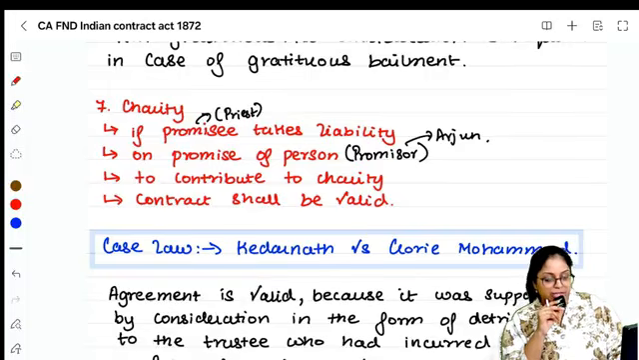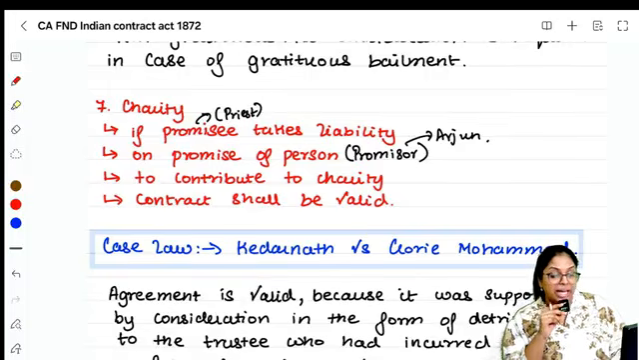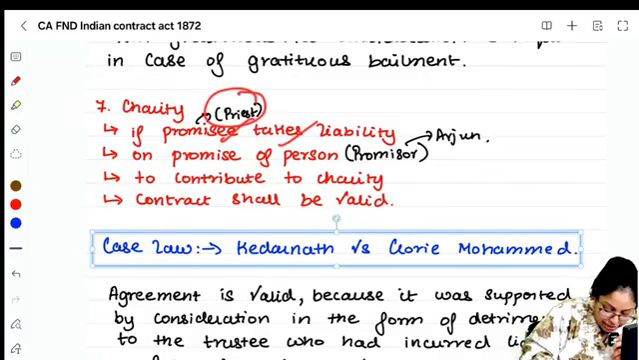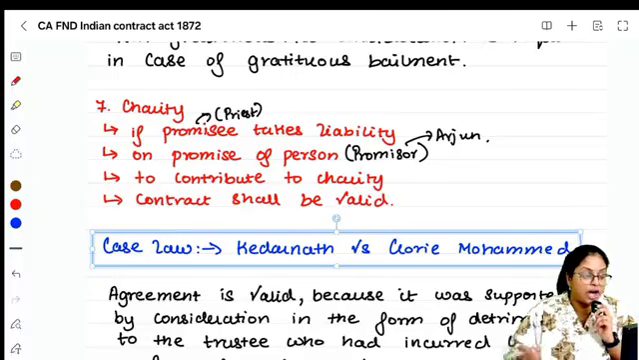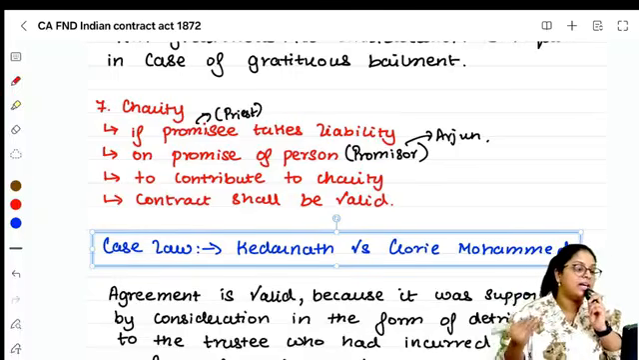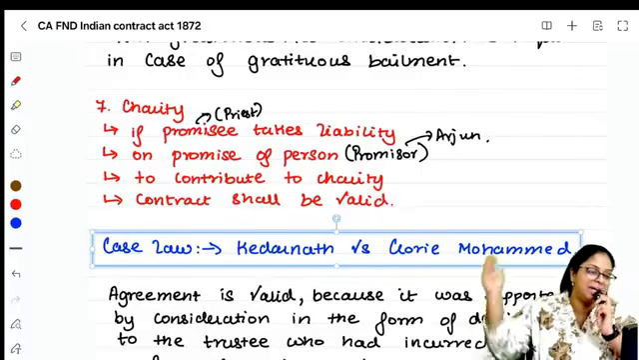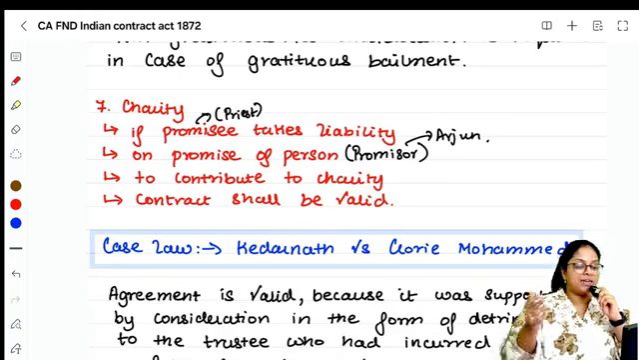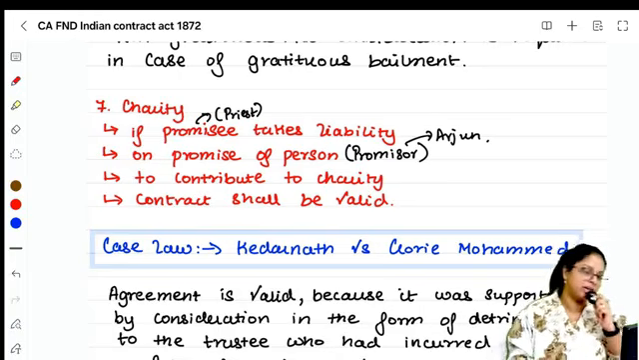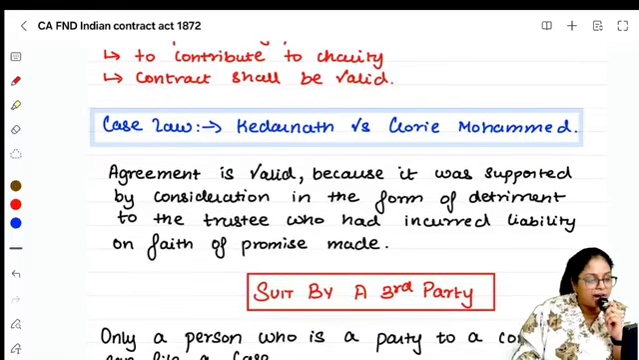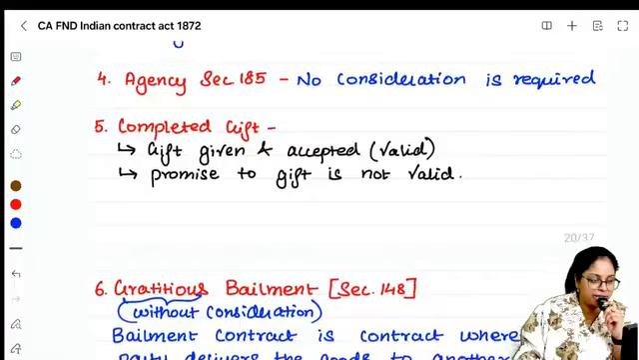The answer is, it is wrong. Why is it wrong? In a charity case, if the promisee takes on a liability, the priest took the liability on the promise of the person. If he incurred some liability trusting my promise, then I will have to pay for this. I cannot come and say it's a one-sided consideration, or ask what I get. I cannot say that. Are you able to understand? Is it absolutely clear?